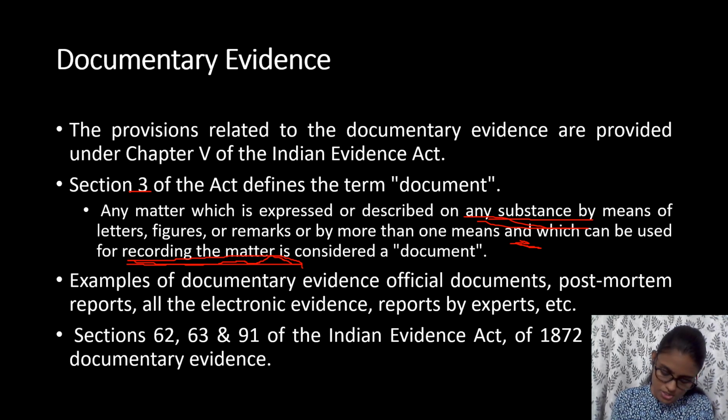Okay, 62 deals with primary evidence, 63 deals with secondary evidence, and 91 deals with proving a contract or grant of disposition with the help of documentary evidence. All these you would be learning further.